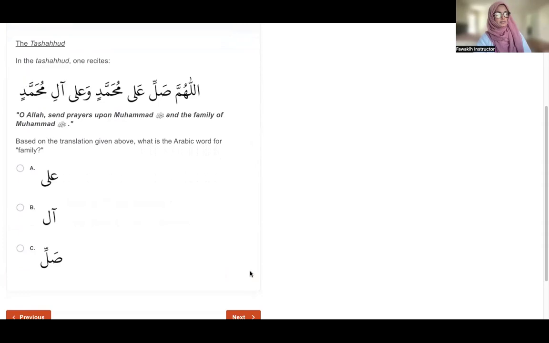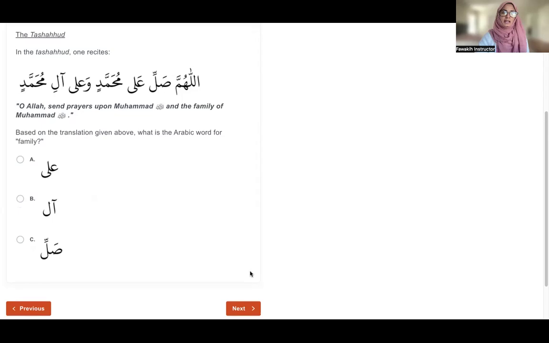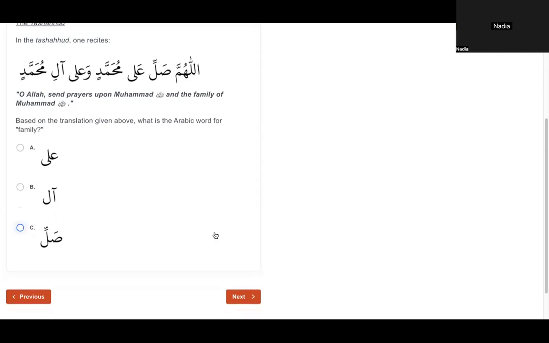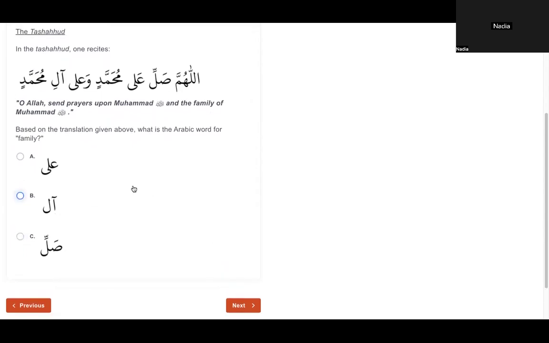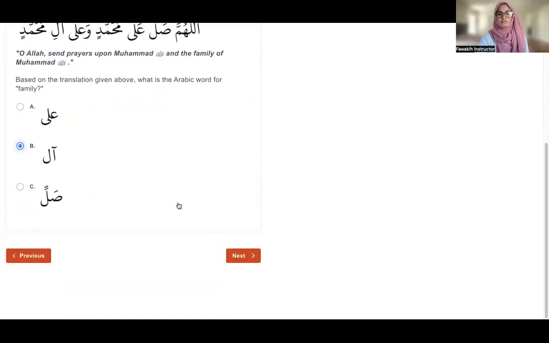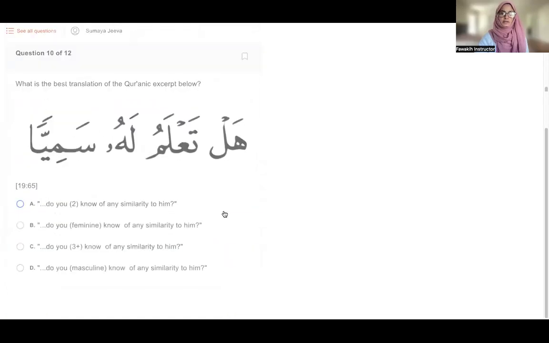نتشهد. اللهم صل على محمد وعلى آل محمد. B. Al. What is the Arabic word for family? It's B. Like you have the chapter called Ali Imran, the family of Imran.